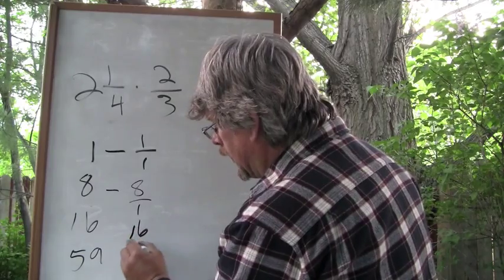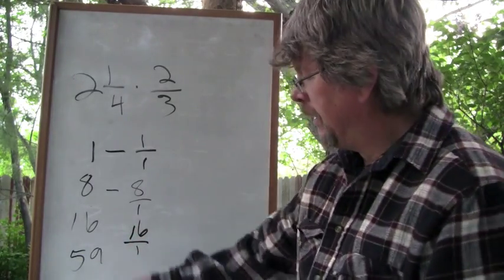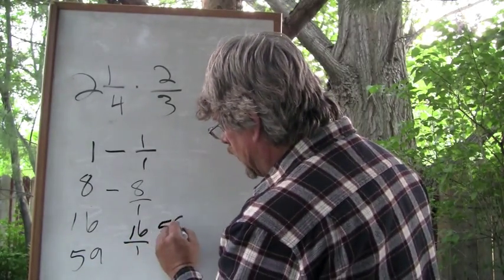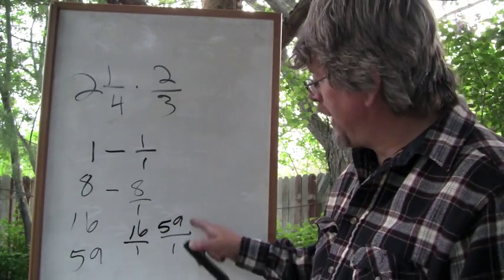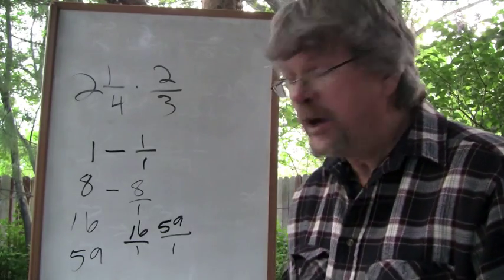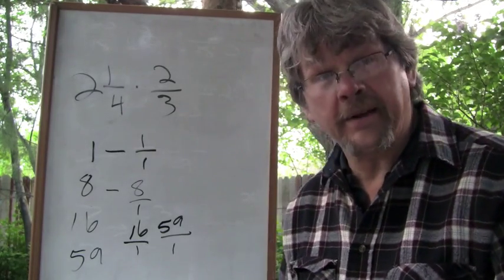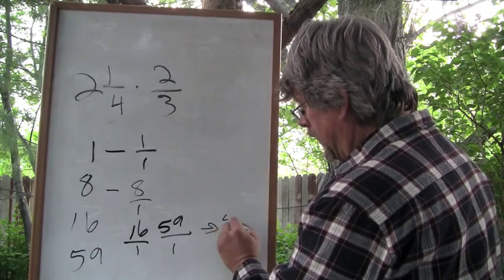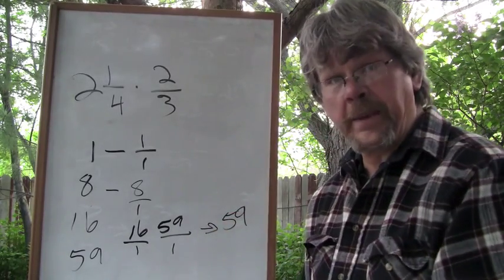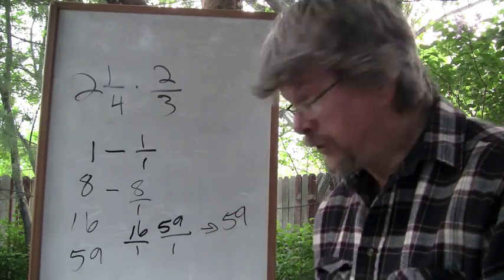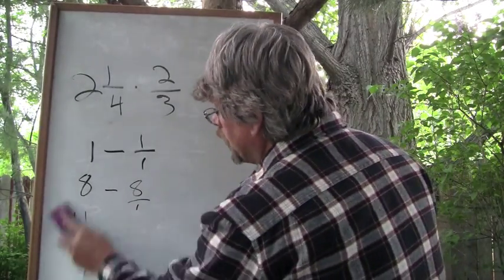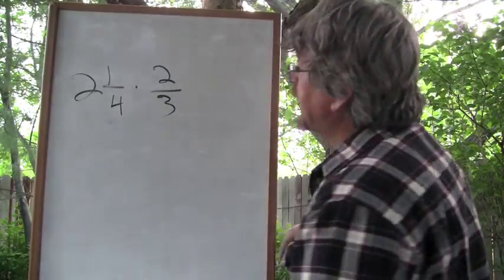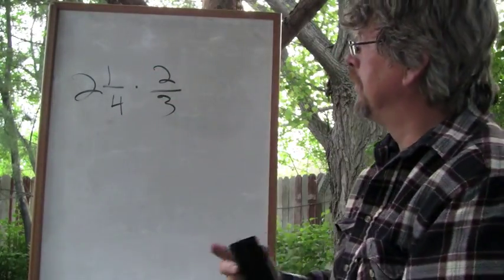16 is 16 over 1. 59 is 59 over 1. All that's telling you is, if you take the denominator and multiply it into 59, 1 goes into 59 how many times? 59, right? So that's the idea. We just make an improper fraction to multiply.